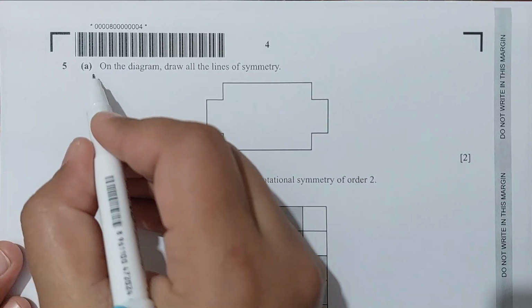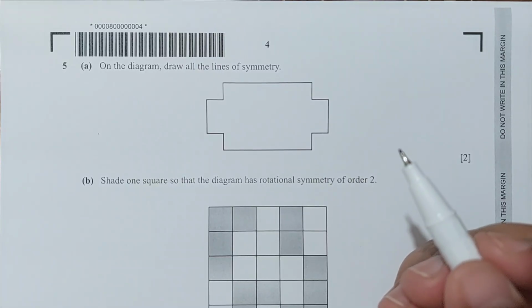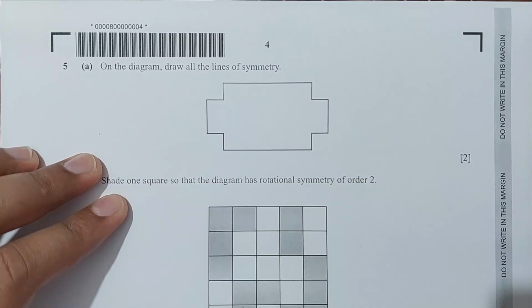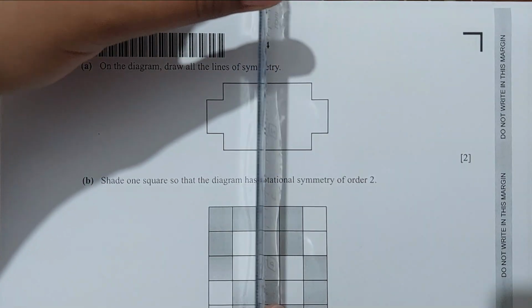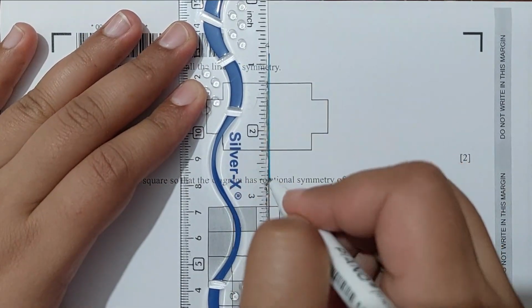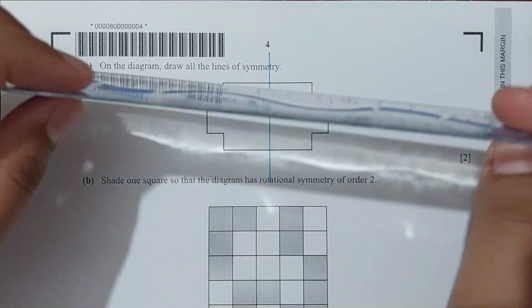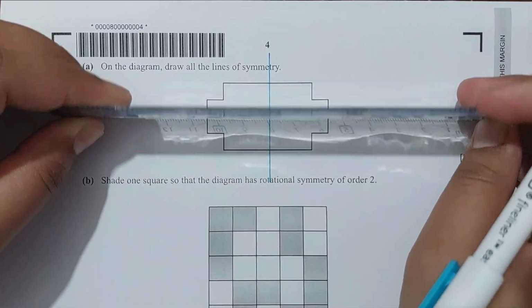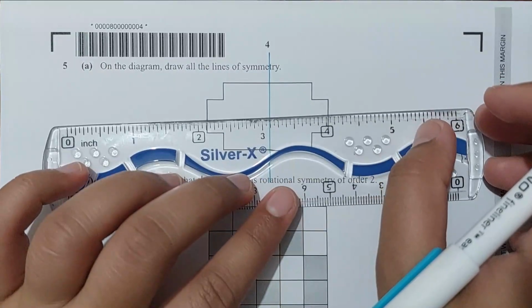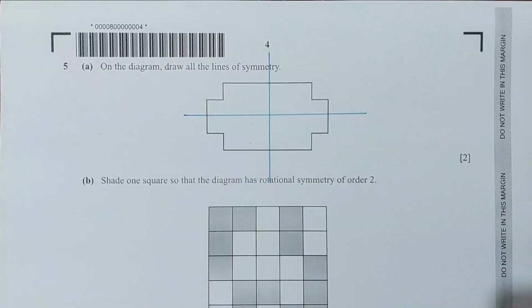Question number 5, Part A, on the diagram, draw all lines of symmetry. Okay. So as you can see, this diagram has a vertical line of symmetry. Both the sides are identical, right? So it has a vertical line of symmetry, this, and it also has a horizontal line of symmetry. You can see when you draw this line, both the sides are identical. So it has two lines of symmetry, the vertical one and the horizontal one.